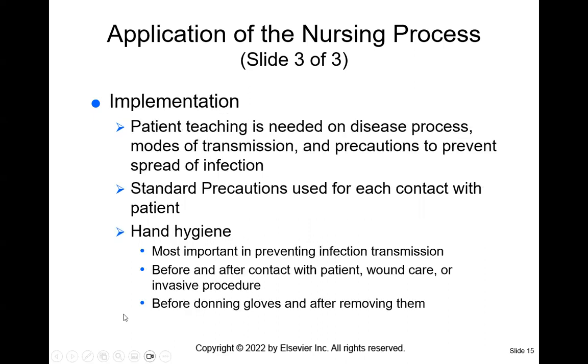Okay. So the implementation portion of our nursing process, we're going to teach the patient and their family, how is this transmitted? What are the precautions that we can use to prevent the spread of this particular infectious agent? And understand what standard precautions are. Explain to your patient, we wear gloves with everyone. We wash our hands before and after working with each patient. And hand hygiene is going to be the most important thing that you can do to prevent infection transmission.